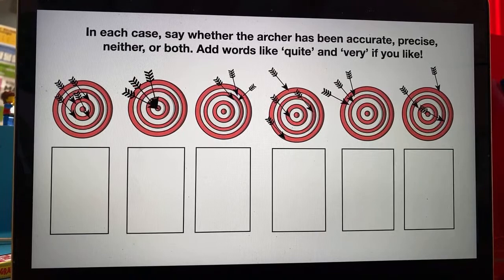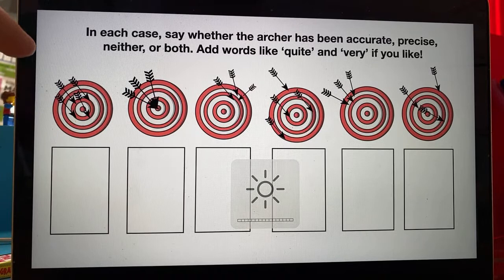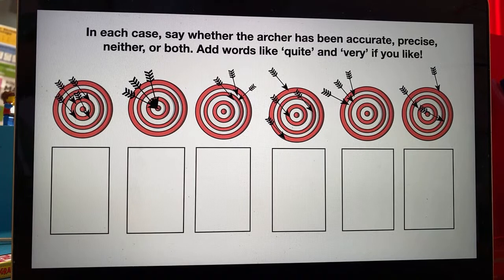So here we've got the first one. We've got a target where four arrows have been fired and they're all the same distance away from the centre of the target, but none of them are on the centre of the target, but they're all the same distance away, sort of in a circle. So is that precise or accurate or neither? The second one, all the arrows are just in the centre of the target, at the bullseye.